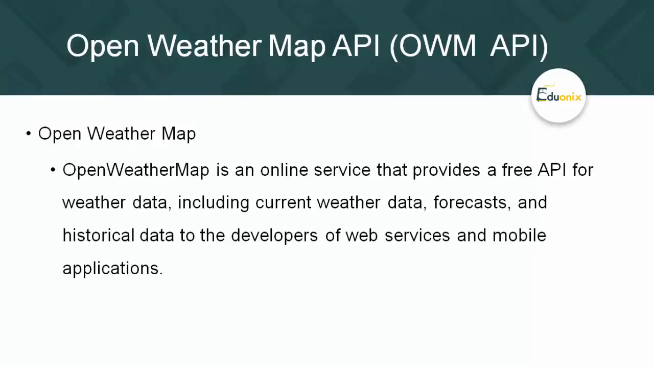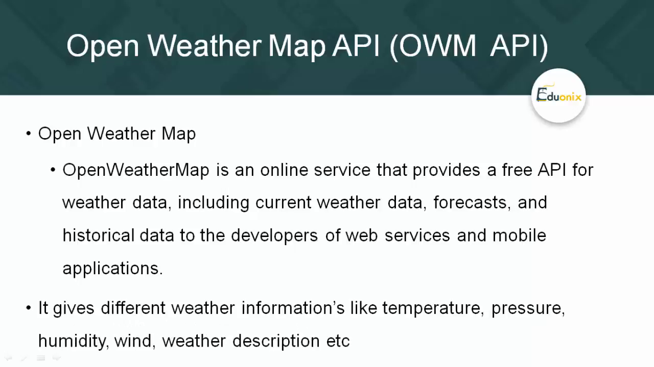OpenWeatherMap is an online service that provides a free API for weather data, including current weather data, forecasts, and historical data, to the developers of web services and mobile applications. It gives different weather information such as temperature, pressure, humidity, wind, and weather description. In the case of data sources, it utilizes meteorological broadcast services, raw data from airport weather stations, raw data from radar stations, and raw data from other official weather stations.